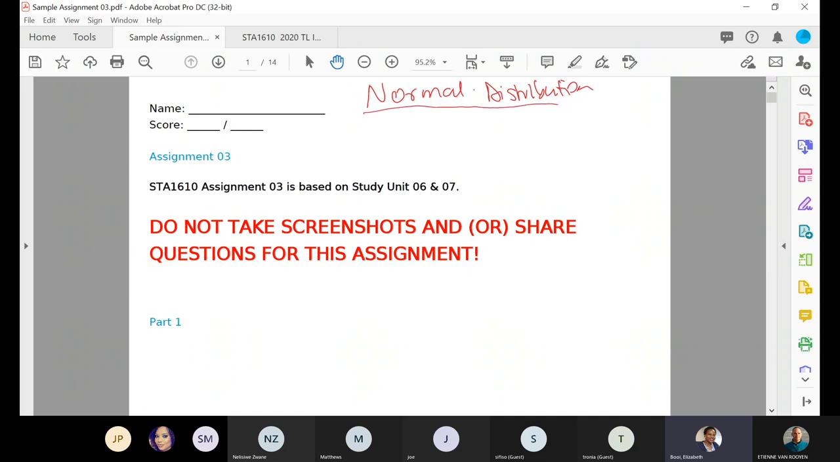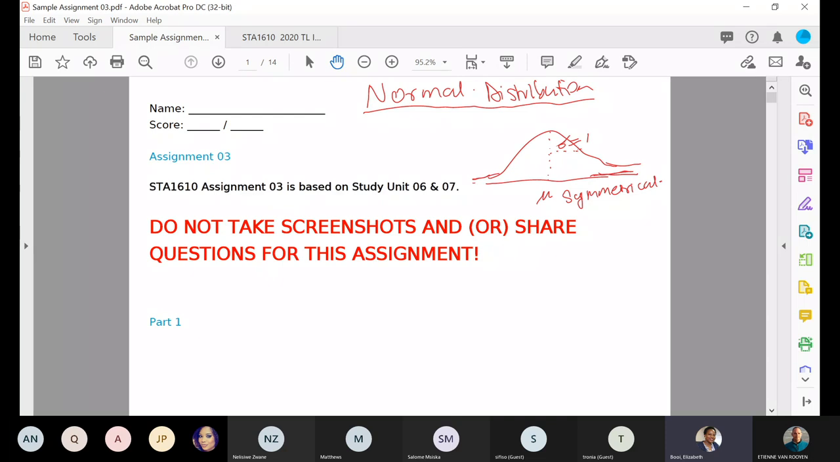What we need to remember with normal distribution is that it is a bell-shaped curve, with a mean of 0 and a standard deviation of 1. That is the property of a normal distribution. We also say this is a symmetrical distribution, and it's asymptotic, because the area underneath the curve will never touch the x-axis.